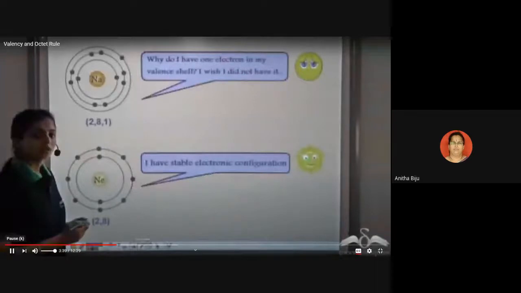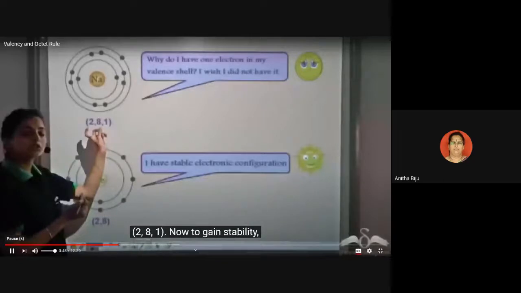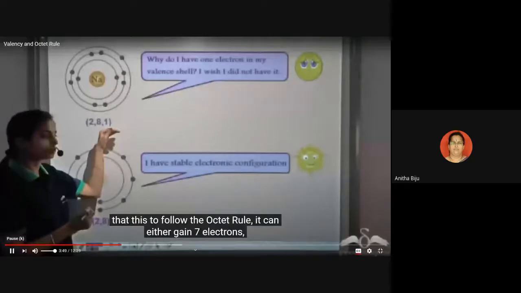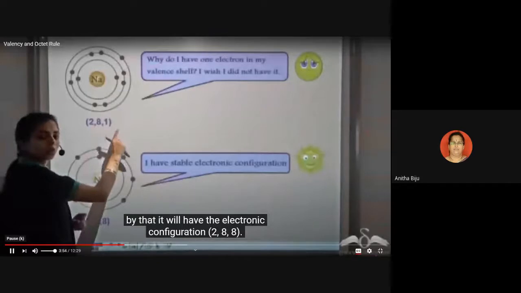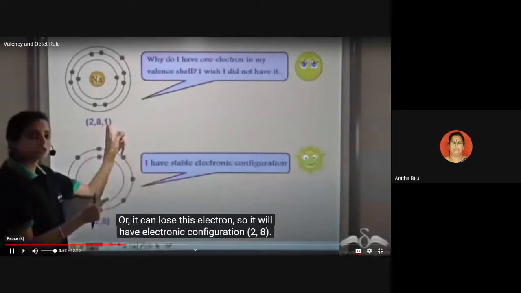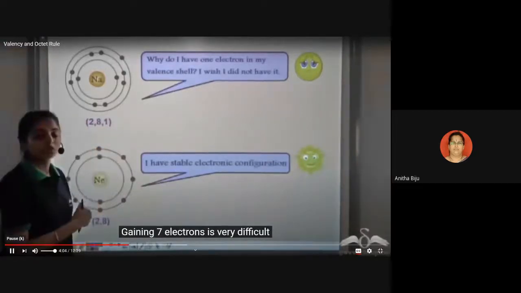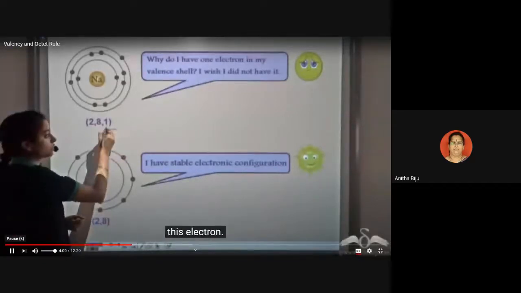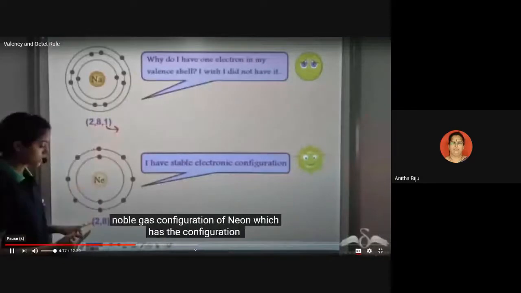For example, sodium. It has the electronic configuration 2, 8, 1. Now to gain stability, that is to follow the octet rule, it can either gain 7 electrons, by that it will have the electronic configuration 2, 8, 8, or it can lose this electron, so it will have the electronic configuration 2, 8. Gaining 7 electrons is very difficult as compared to losing 1 electron. So it prefers to lose this electron, and that is why it tries to attain the nearest noble gas configuration of neon, which has the configuration 2, 8.